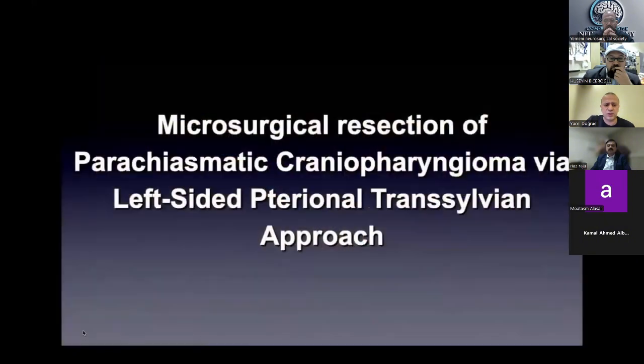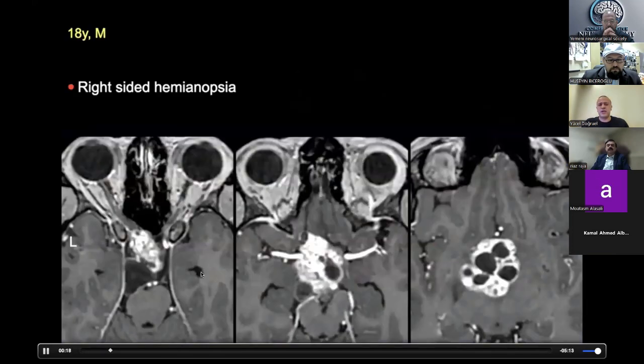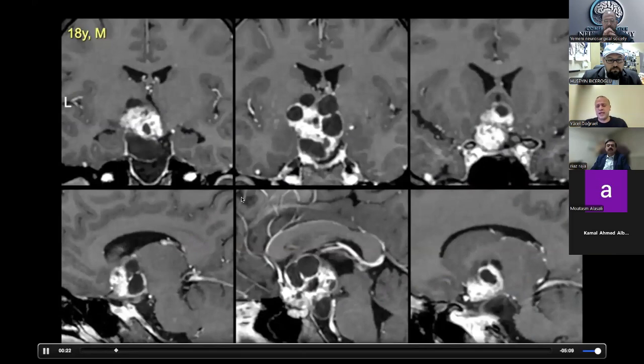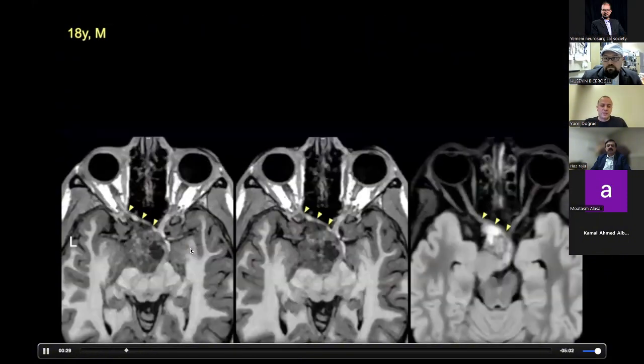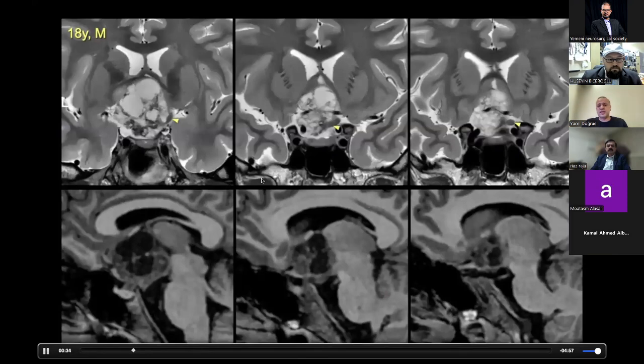I want to just show one case about the importance of opening the Sylvian fissure, and it has some good anatomical landmarks. It is a case of Professor Ture. This is an 18-year-old male patient who has this lesion and presented with hemianopsia. The lesion is a craniopharyngeal mass compressing the optic nerve.